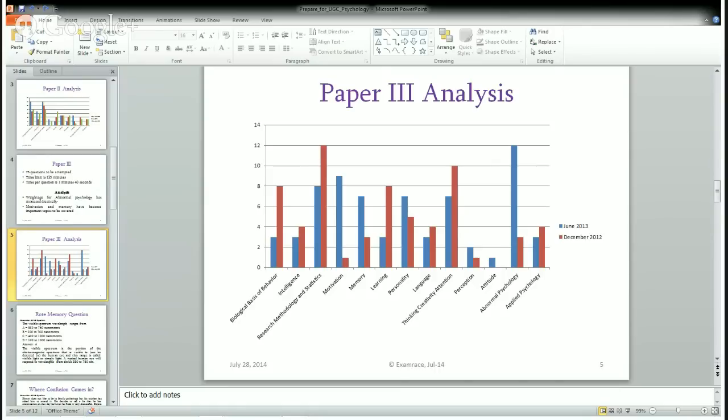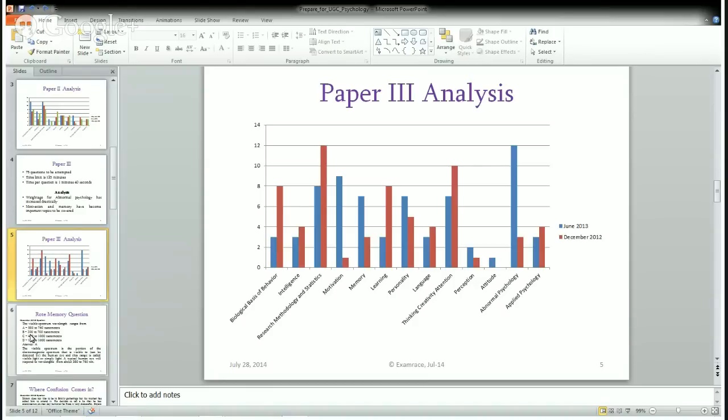Another trend that we can see is that none of the trends is stable. You have frequent fluctuations in all trends. That means the paper pattern is becoming more and more dynamic. So you cannot say, this is the only topic I should prepare well and I'll get through the examination. That's not the case.